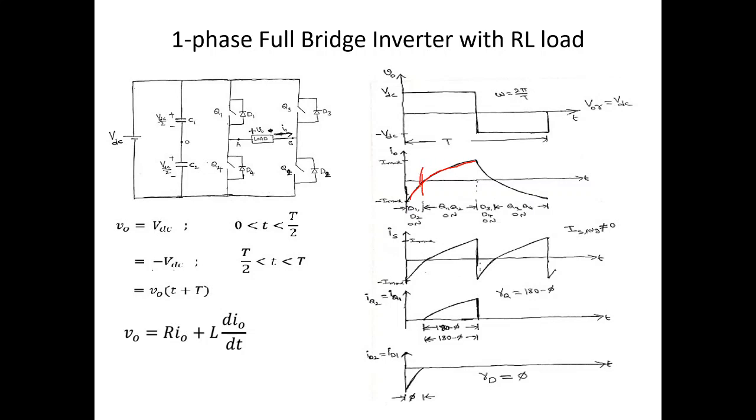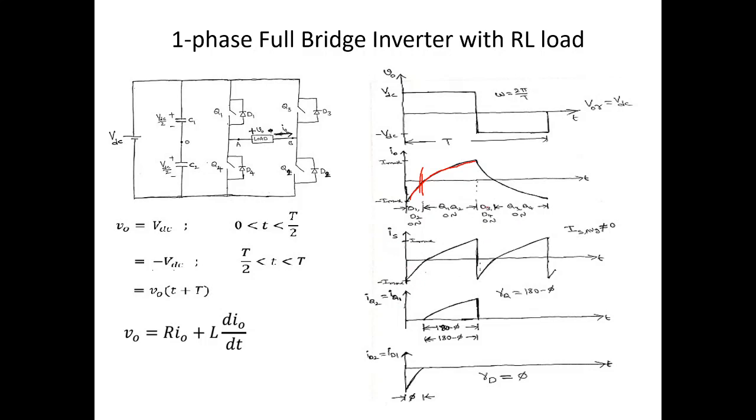Whenever voltage and current both are positive, Q1, Q2 are going to conduct. Whenever both are negative, Q3 and Q4 are going to conduct. When one of them is positive and the other is negative, V0 positive and I0 negative, D1, D2 are going to conduct. V0 negative, I0 positive, then D3 and D4 are going to conduct. So that is what is indicated here.